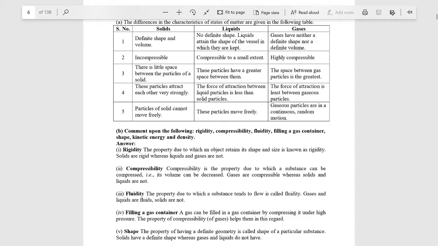Decreasing the volume of a gas is known as compression. Gases are highly compressible, liquids are compressible to a small extent, but solids are incompressible. Gases are compressible whereas solids and liquids are not. Fluidity: the property due to which a substance tends to flow is called fluidity. Gases and liquids are fluids. Solids are not fluids.